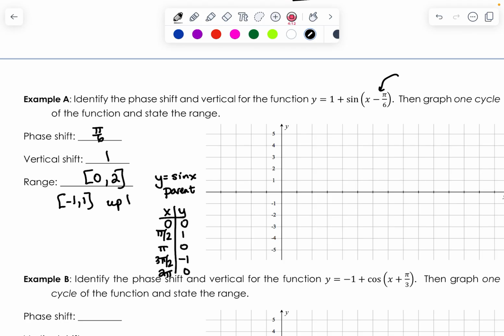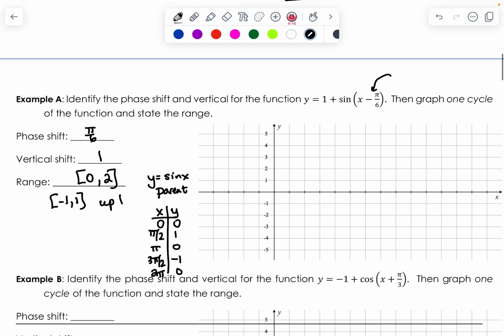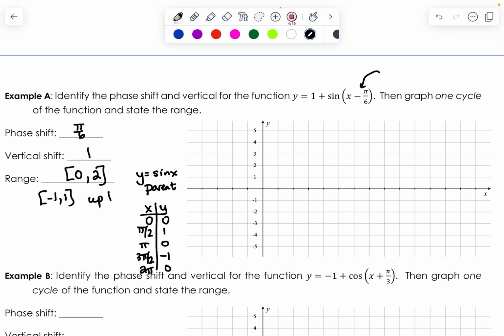And then what I want to do is, if I have a phase shift of pi over 6, I'm going to go by pi over 6. 2 pi over 6 is pi over 3. 3 pi over 6 is pi over 2. 4 pi over 6, 5 pi over 6, and 6 pi over 6.